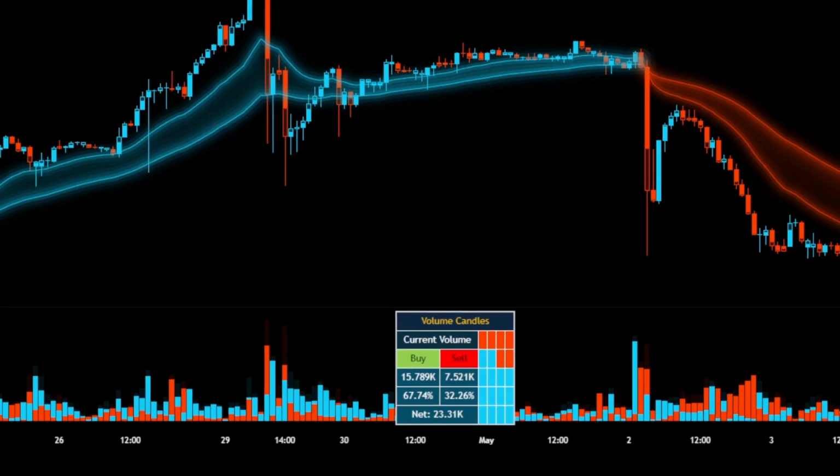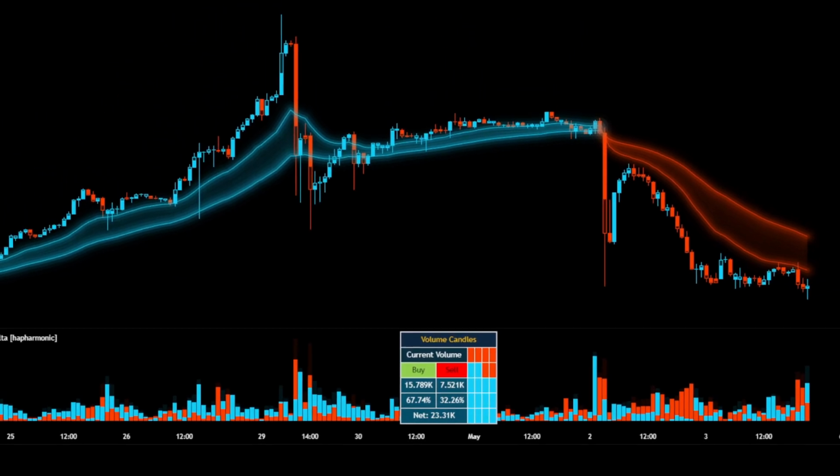Now, let's add the second indicator, which will be used to guide order placement in the market.